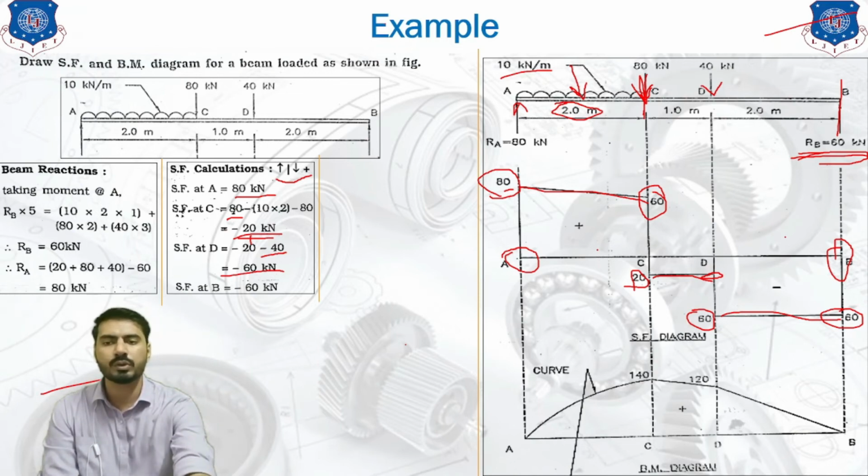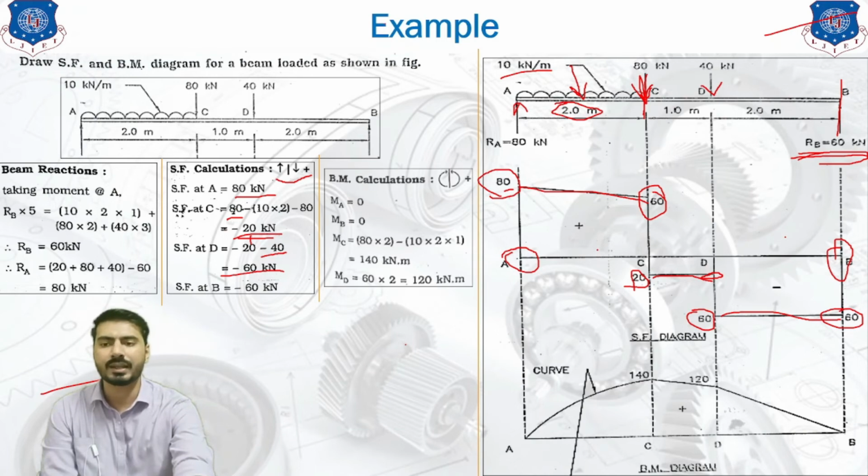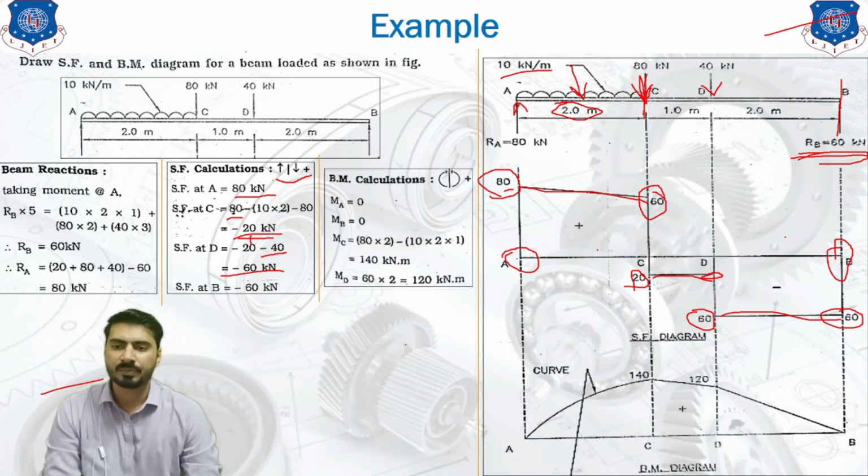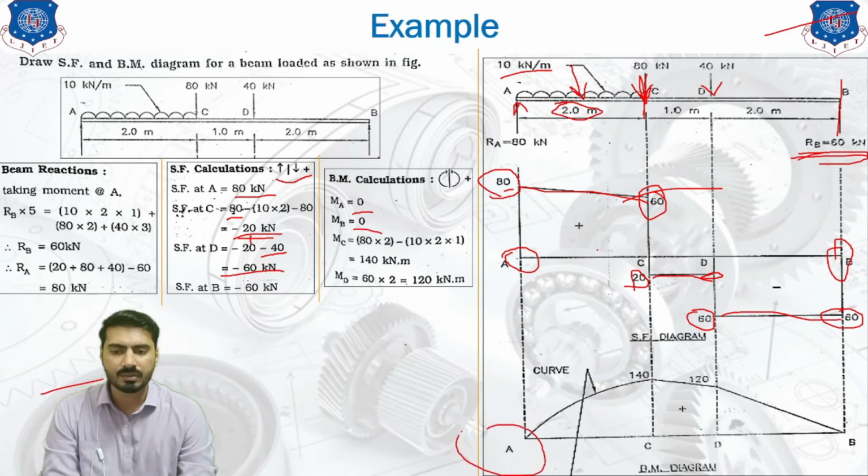Now we are going to take the calculations of bending moment. What is the bending moment? Bending moment at point A and point B will always be equal to 0. So at point A and B, we will start our diagram with 0 values. After that, the remaining points will be the point C and D.